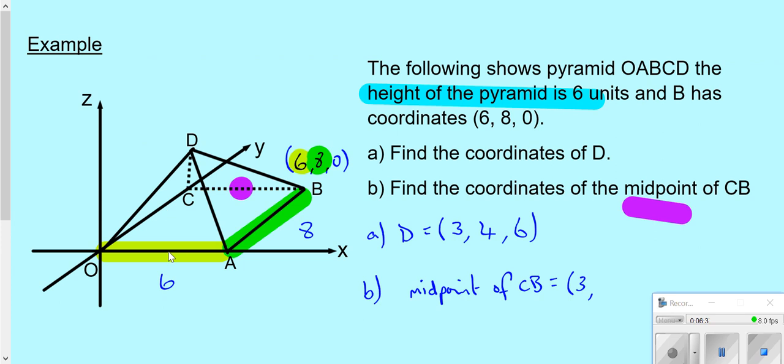Now the y value is how far back it's gone. Now when I was finding D, I had to half it because that was in the middle. However, the midpoint's going to have the same y value as CB because it's on that line between them. So that's going to be 8. And then the z value, well, it's on the bottom of my pyramid there. So it's going to be 0. And that is a quick guide to 3D coordinates.